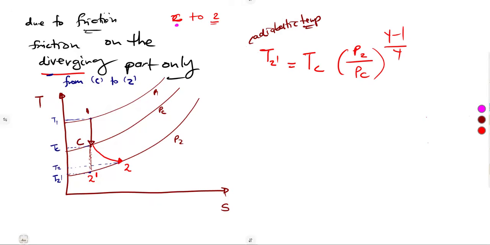Ideal. Then T2, the absolute value in this case, can be calculated because it's still from TC. Remember, TC is not affected. There's no TC bar, so it's going to be taken from the same TC. The pressures are not affected. So it's P2 over PC again, to the exponent of what? Because it is an actual value that you are dealing with.